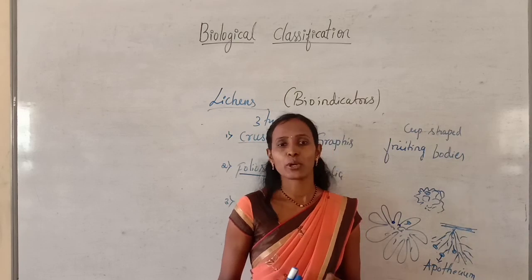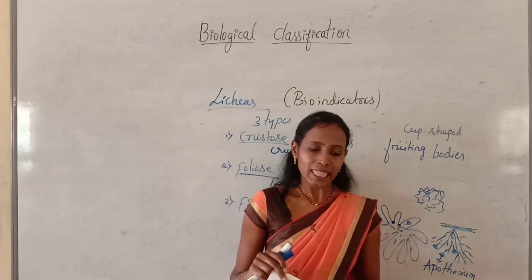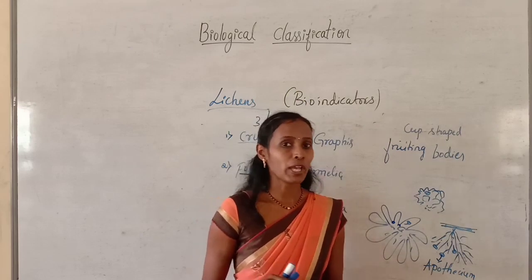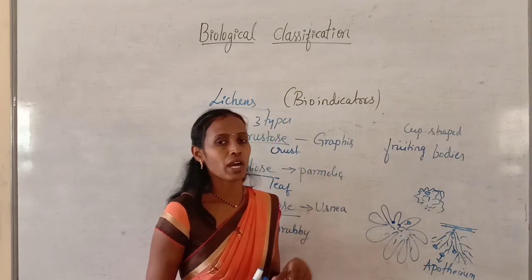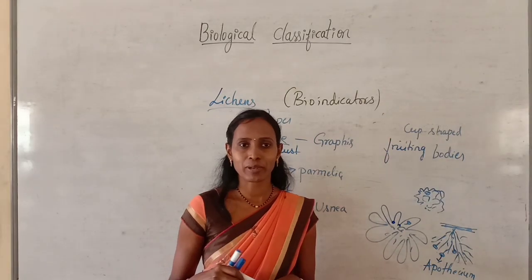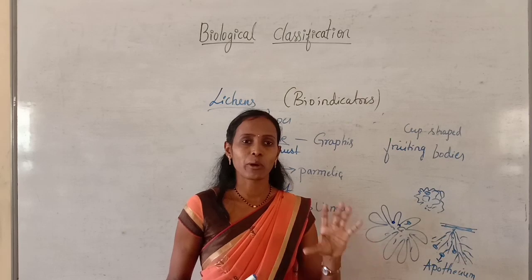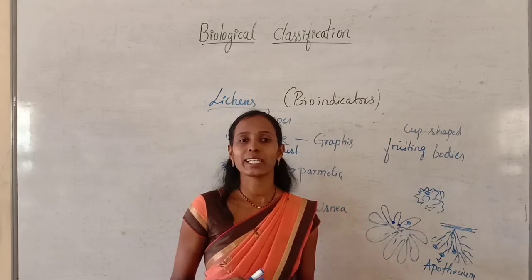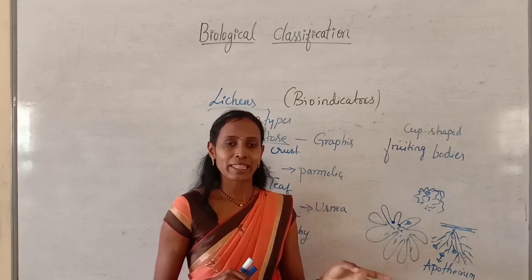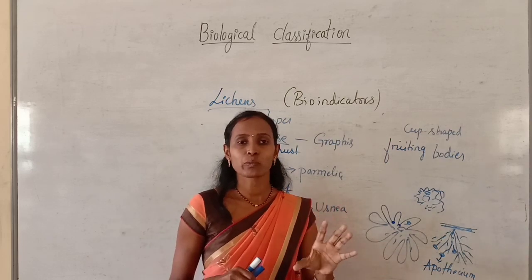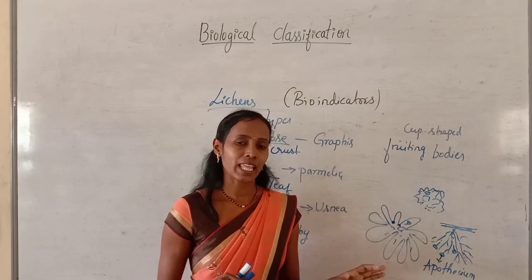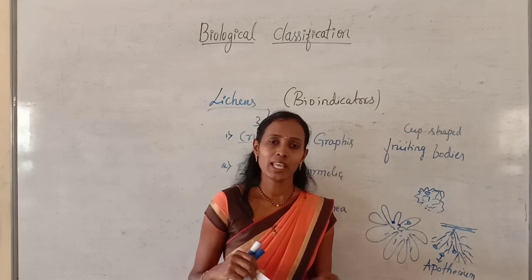So this completes today's class, viroids and lichens, and this completes the chapter on biological classification. We have covered almost all concepts, including the five kingdom classification. All the five kingdoms we have studied in detail. Later, the organisms which are not included in the five kingdoms are viruses, viroids and lichens. So this completes biological classification.